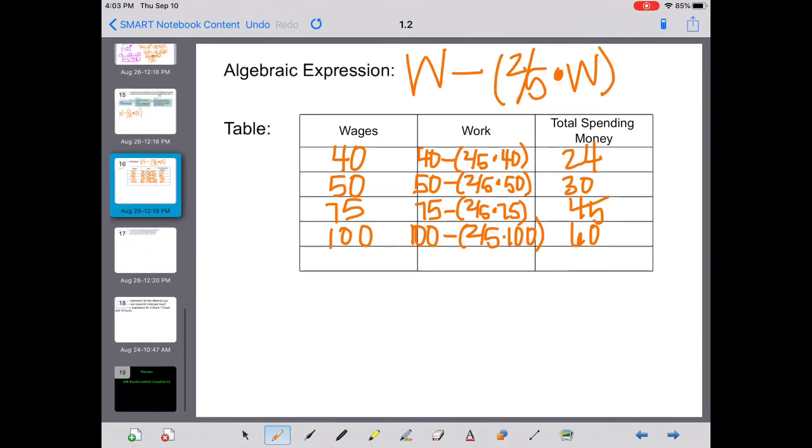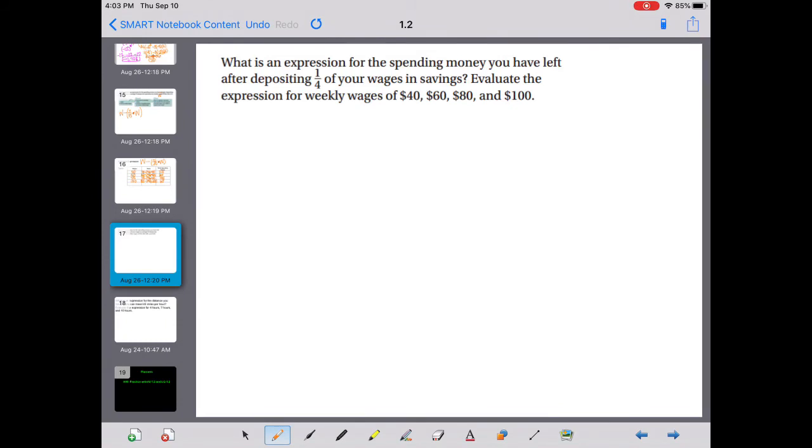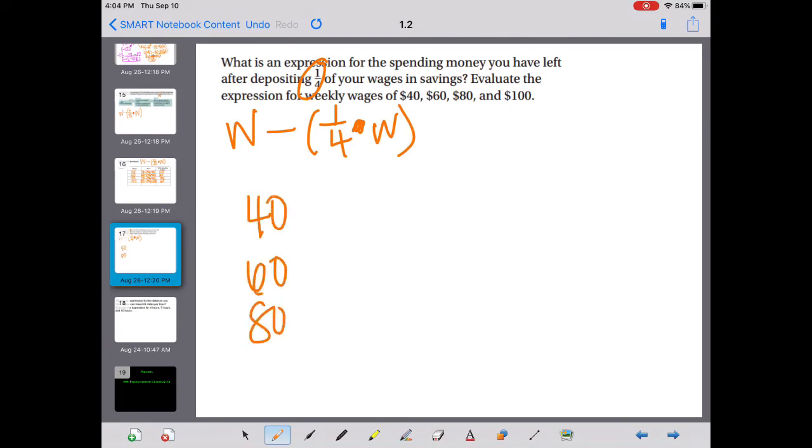Now using this example, we're going to try this last one. What is an expression for the spending money you have left after depositing 1/4 of your wages into savings? Try that for 40, 60, 80, and 100. So same expression, only this time we're putting 1/4 of our money away instead of 2/5. So we still have our wages minus 1/4 of our wages. This time for 40, 60, 80, and 100.